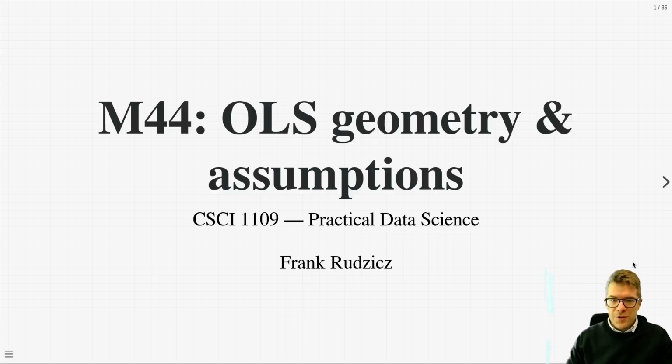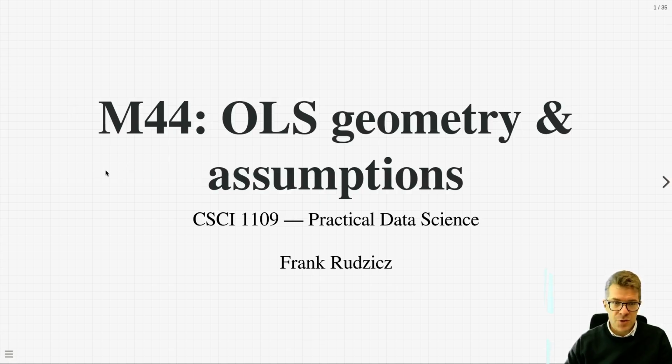So, welcome to Module 44. Today we're going to talk about ordinary least squares geometry and assumptions. This is going to be a bit more math heavy than some of the previous modules. We're still going to have lots of code, and we're going to introduce some new simple APIs that you can use, and we're going to explore further in subsequent modules.